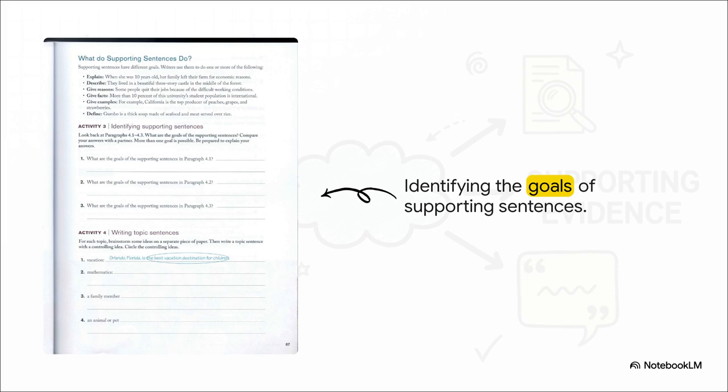Actually, in academic reading courses, students are literally trained to identify these specific goals. They look at worksheets just like this one, where they read paragraphs and have to actively write down if a sentence is explaining, describing, or giving facts.